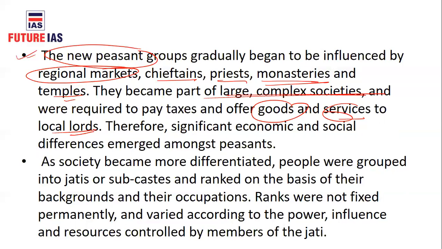So the people started grouping into different jatis, or different subgroups, or different subcastes. These jatis, these subcastes, started growing on the basis of their background and their occupations. So slowly the occupation-led jati system has evolved, but the ranks are not fixed permanently, right?